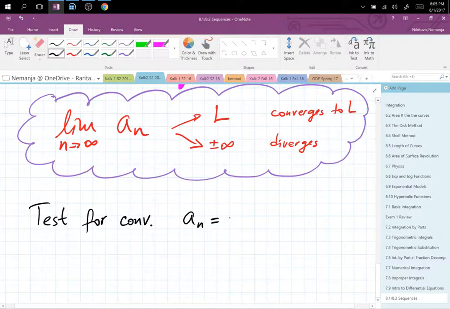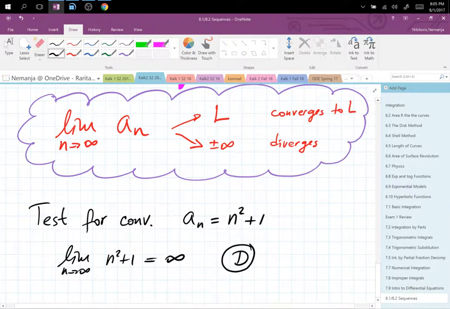An is equal to what I had earlier, n squared plus 1. Would this converge or diverge? Diverge, right? Because you are immediately going to hit it with the limit and you're getting infinity. Just put D in a circle, means divergent, and you move along with your life. That's all it is. That's very quick.